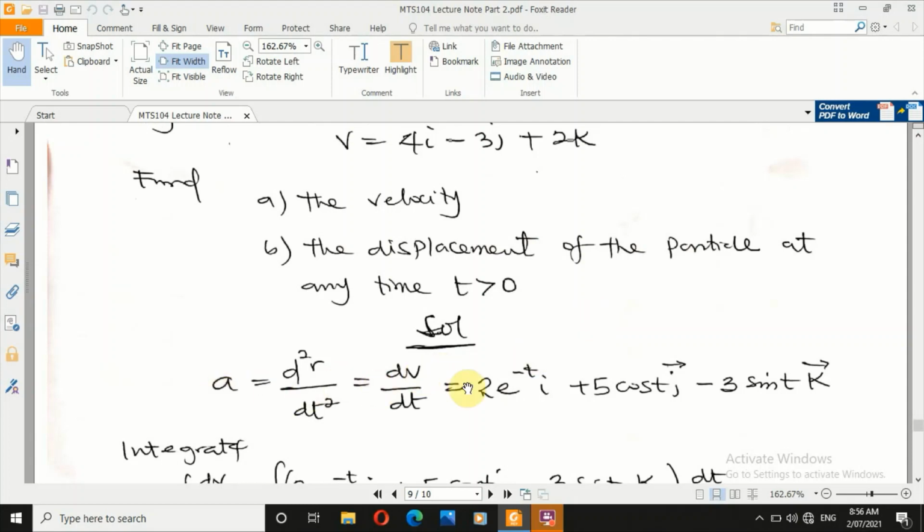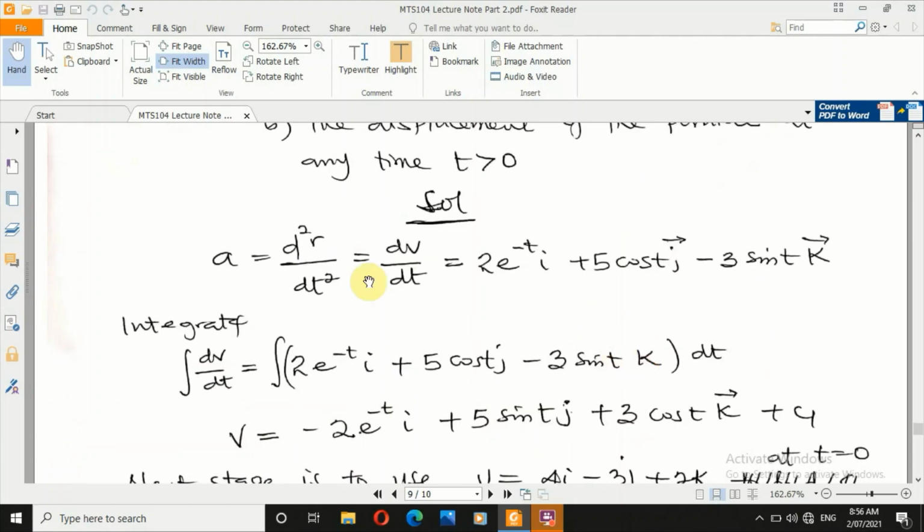This is the acceleration. It is the second derivative of position, and the first derivative of velocity. So if you integrate, you integrate each component. Please, I'm saying it again, go and learn how to differentiate and integrate simple functions. So we have this expression.